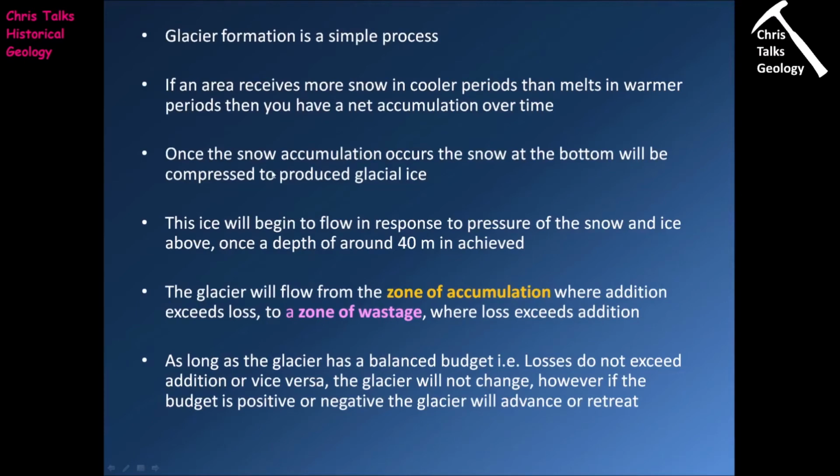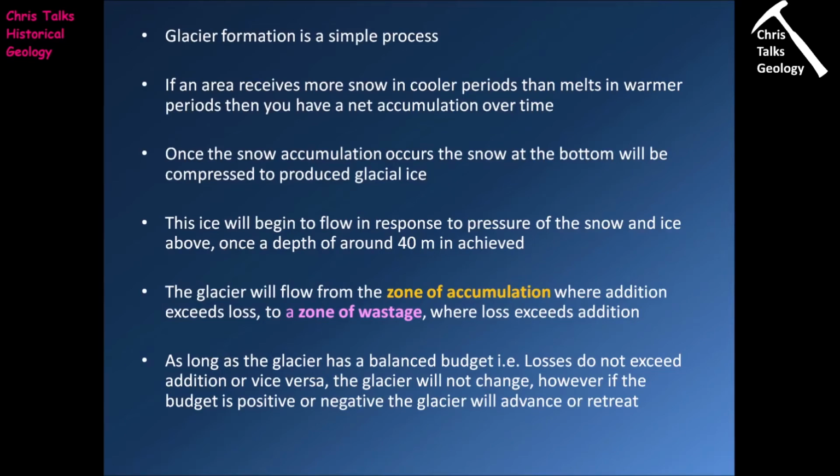Now, in terms of glacier formation, it's actually a relatively simple process. If we have an area that receives more snow in cooler periods than melts in warmer periods, then we have a net accumulation of snow over time. Once this snow accumulation occurs, the snow at the bottom of the pile will be compressed by the weight of the snow above it. And when you have enough snow, it's going to compress this snow at the bottom, and it's going to form glacial ice. Now, this ice will begin to flow in response to pressure, and you need to get to about a depth of 40 meters or so of cover before the ice will start flowing.